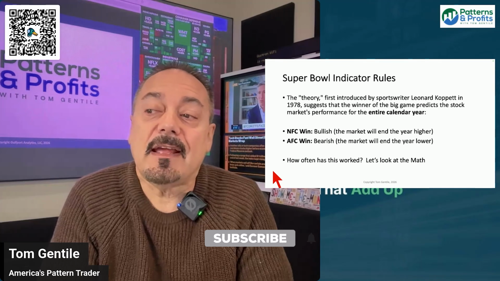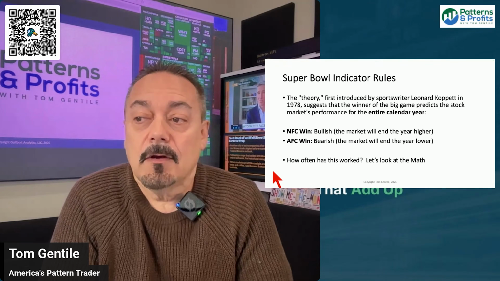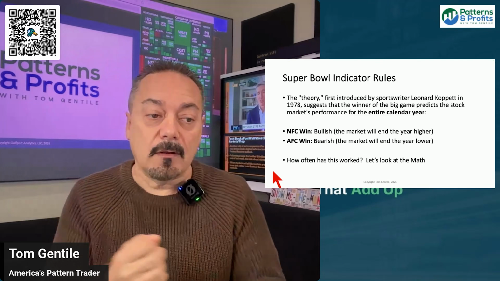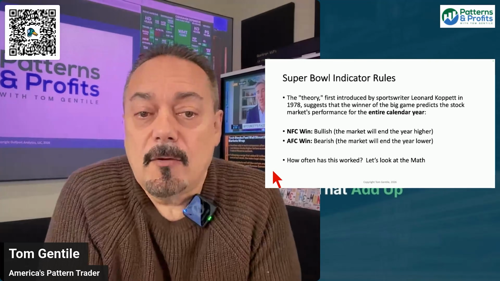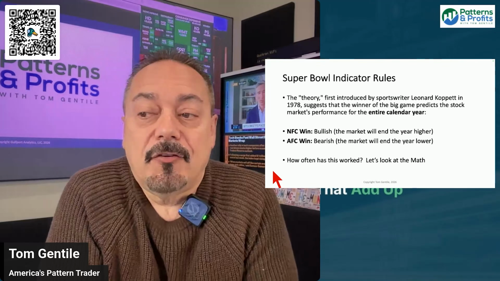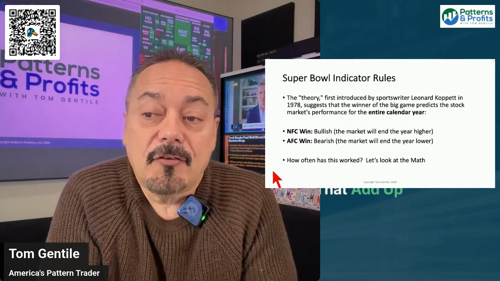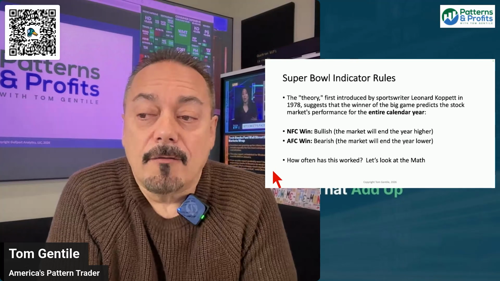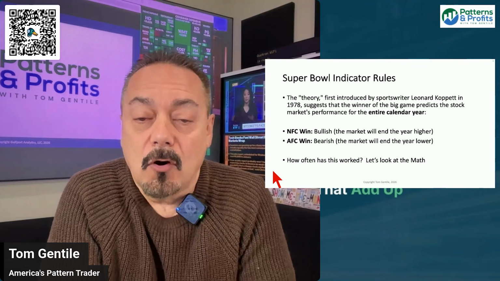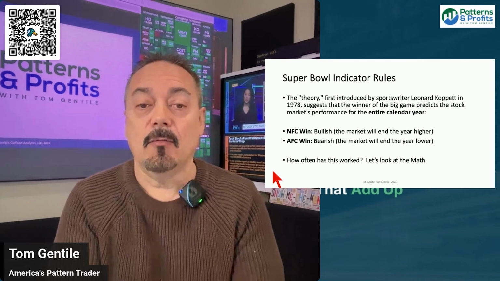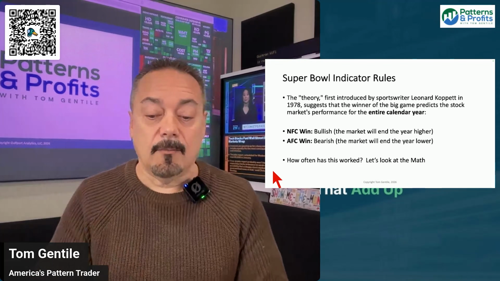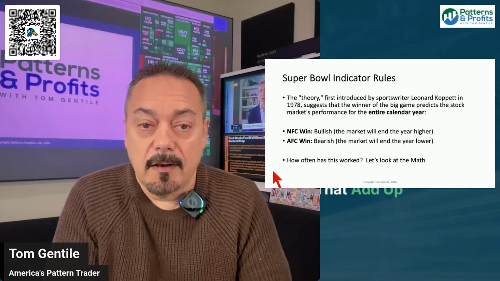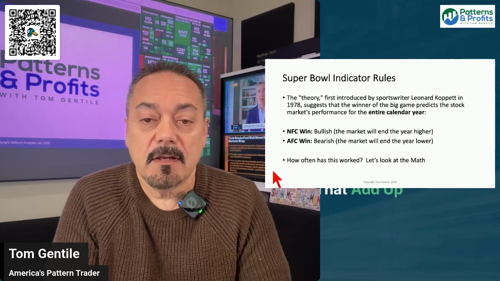Started in 1978 by Leonard Koppett, who suggested that whoever won the game would help give us an outcome of the market's performance for that year. NFC win, market ends higher. AFC win, market ends lower. Now, how often has this worked? All right, because here we are right now. We all know the outcome of the Super Bowl. The Seahawks really just obliterated the New England Patriots.